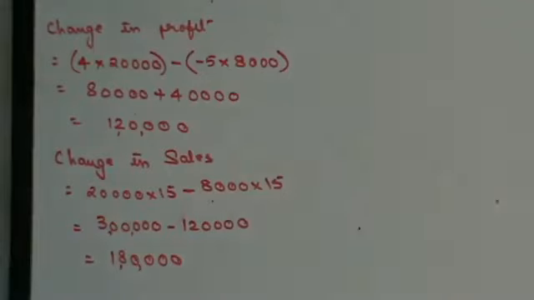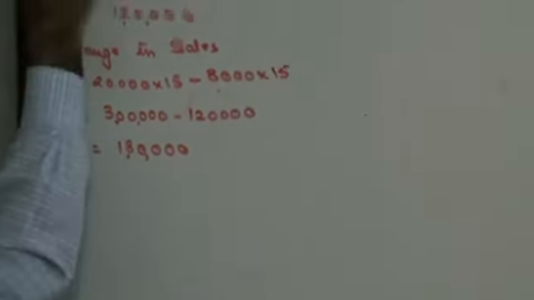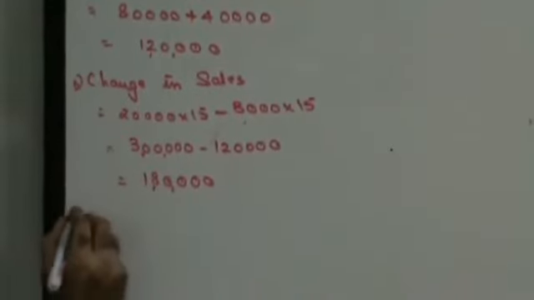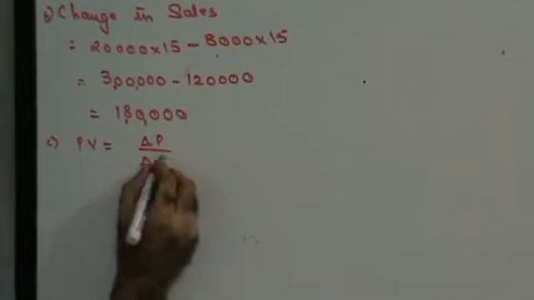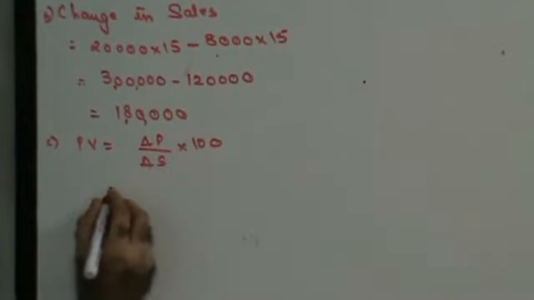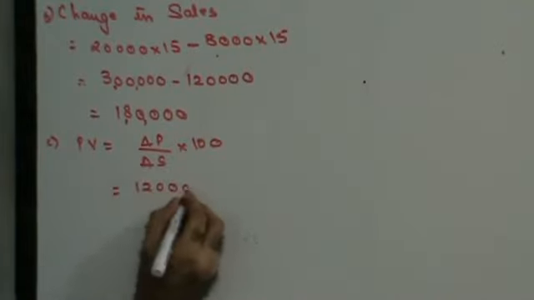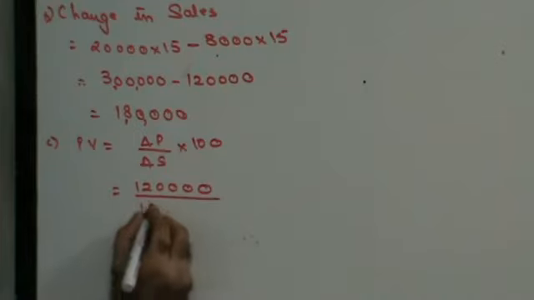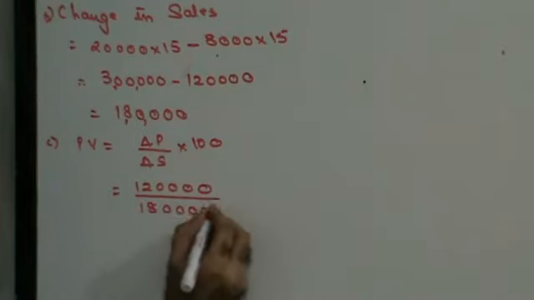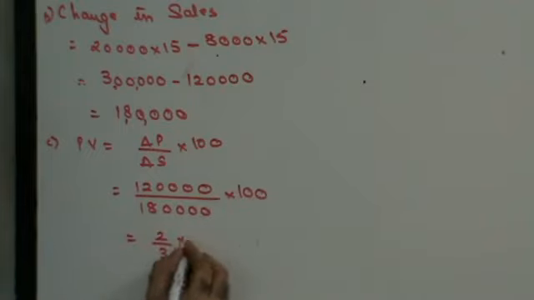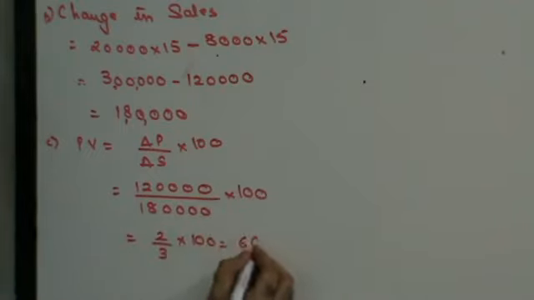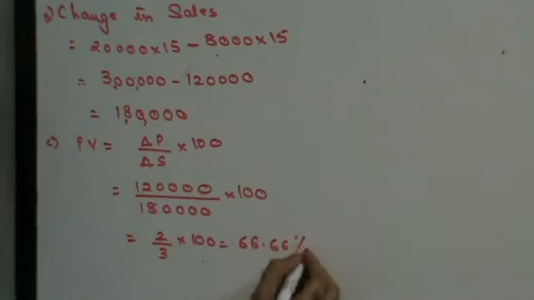Guys, if you see your formula sheet, I had given you the formula. PV is change in profit upon change in sales into 100. Change in profit is 1,20,000. Change in sales is 1,80,000, into 100, which is nothing but 2 upon 3 into 100, 66.66%.